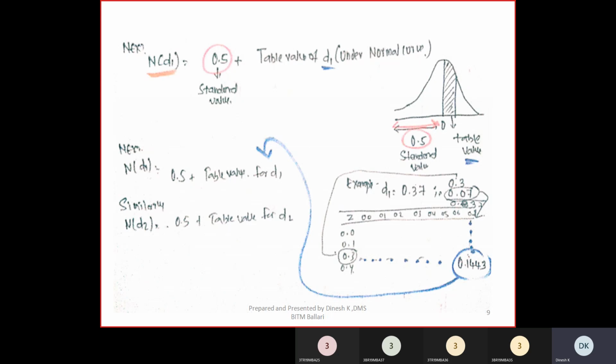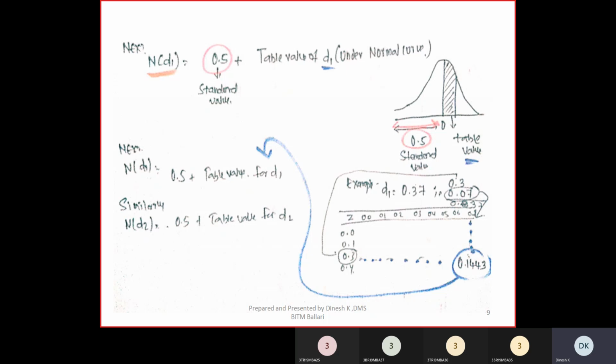Okay, first 0.3 you have to look at vertically, which is represented as the heading Z, right? So vertically you find 0.3, then you have to look horizontally for 0.07. 0.0, 0.1, 0.2, 0.3, 0.4, 0.5, 0.6, 0.7, right? If you look horizontally, 0.7 has to be identified. When you look at the table value for 0.3 and 0.7, you will get N(D1) as 0.1443. Okay, that is the table value.